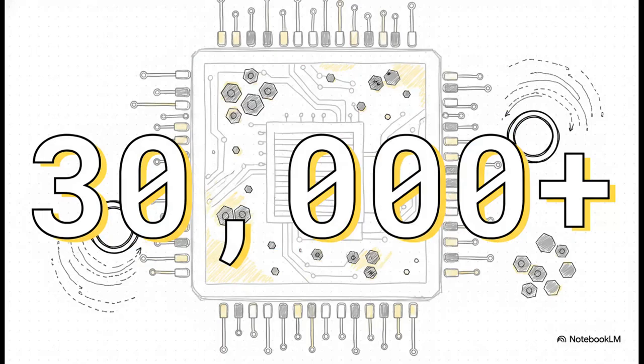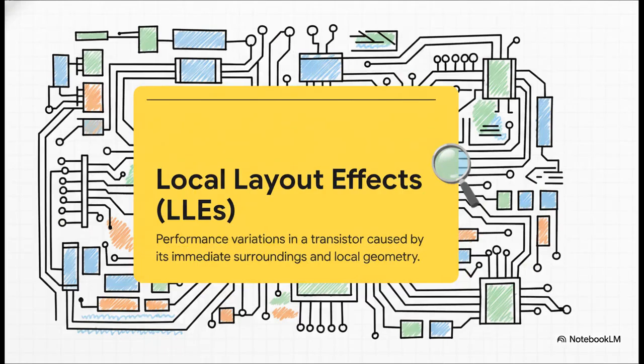Well, the answer starts with an absolutely huge investigation. Researchers built a special 7-nanometer test chip, and they didn't just measure a handful of transistors. No, they measured over 30,000 of them. And each one was intentionally placed in a slightly different neighborhood. You see, they were hunting for something called local layout effects, or LLEs for short. And the whole idea here is pretty profound, actually.